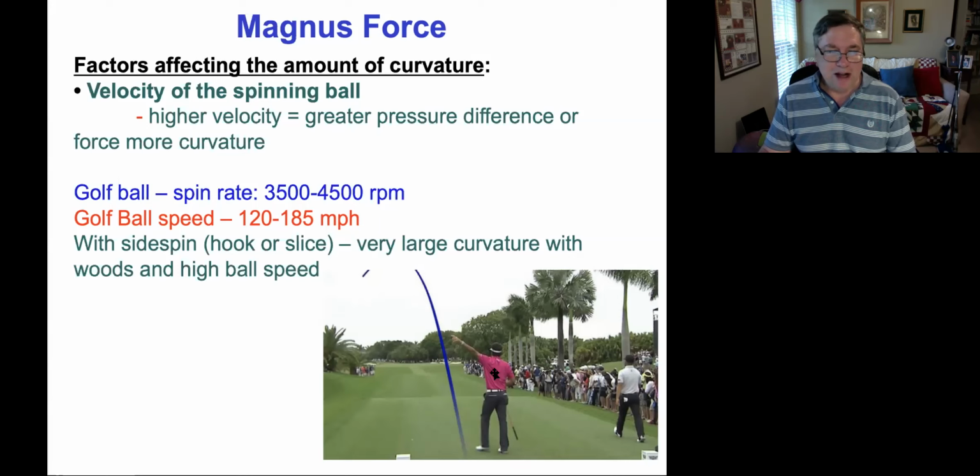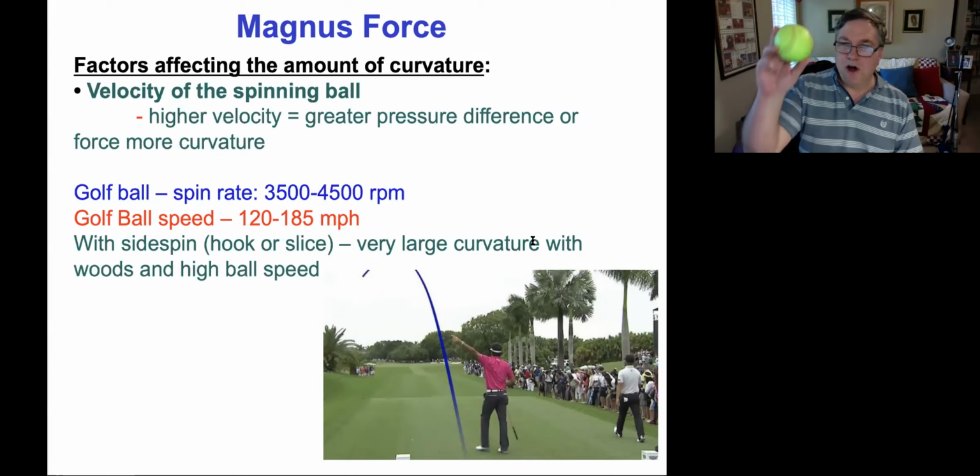So here's Bubba Watson. He's well known for putting slices and hooks deliberately on a ball. He's left-handed, so this would actually be a slice as it's going out to his left, and he sees it's kind of going out of bounds. Doesn't look like it's going to be a good shot. Golf balls can have a really high spin rate, 3,500 to 4,500 RPMs, and ball speeds up to 185 miles an hour plus among the professionals. And with a side spin, you can get really super large curvature.